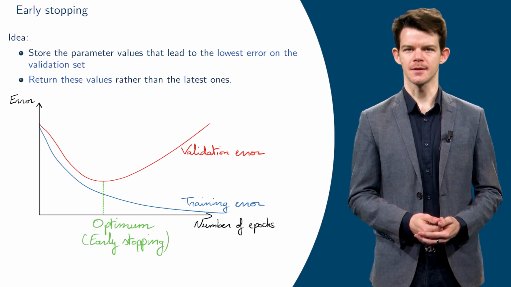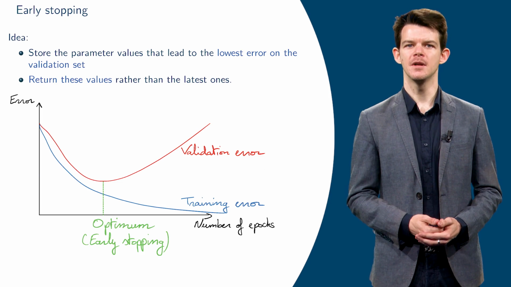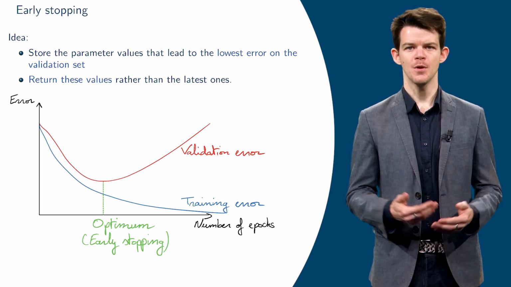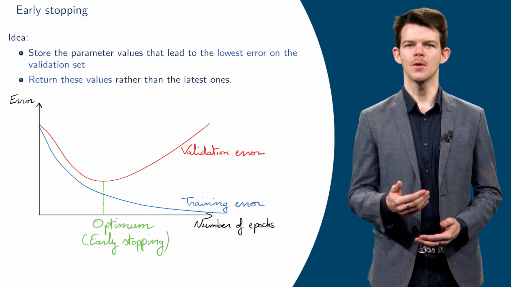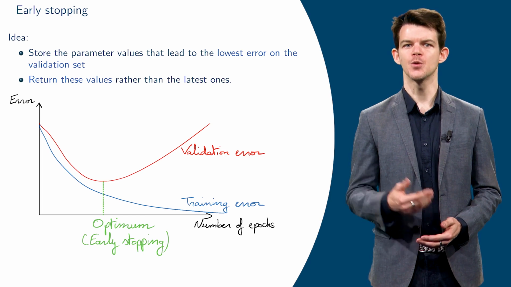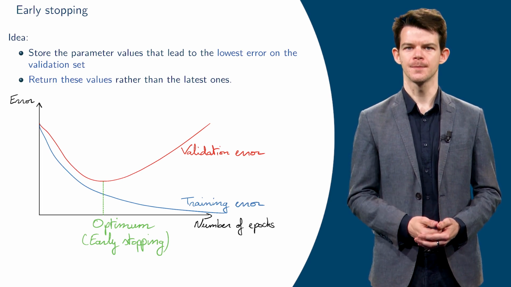Here is a plot of the evolution of the error through time computed on both the training and the validation set. Note that this curve is similar in shape to a previous one, but the x-axis is different. Previously, we looked at the dependence of the error on the model complexity, whereas here it depends on the number of epochs, the duration of the optimization procedure.